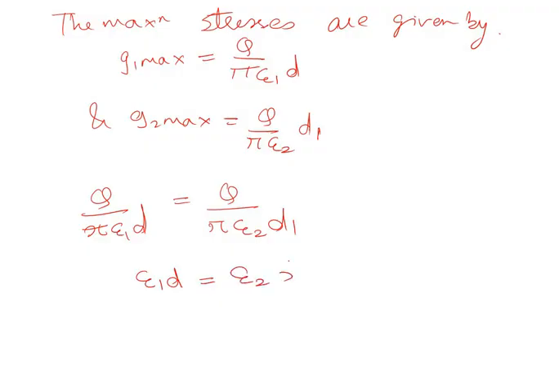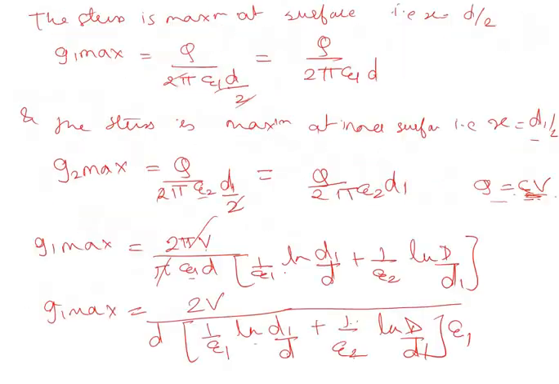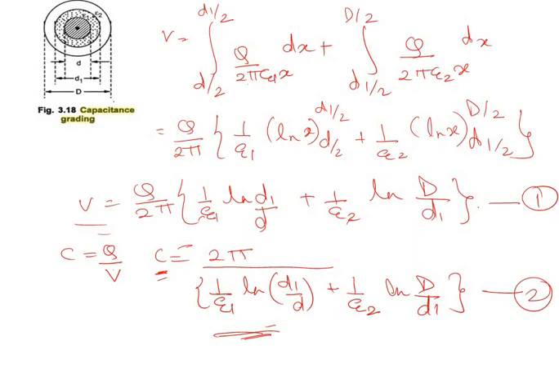Now d1 is greater than d. So to satisfy the above equation, epsilon 2 must be less than epsilon 1. Thus the dielectric nearest to the conductor must have the highest permittivity, so that epsilon 1 should be greater than epsilon 2. So this is the condition for equal maximum stress.